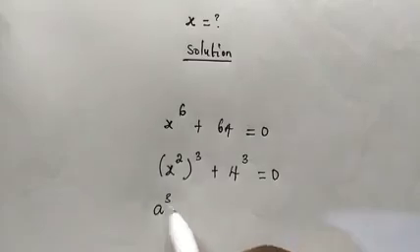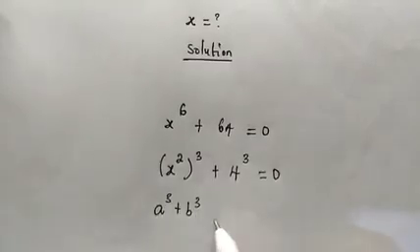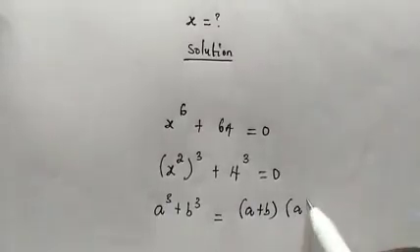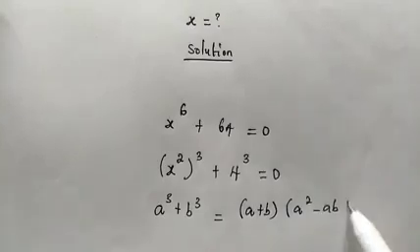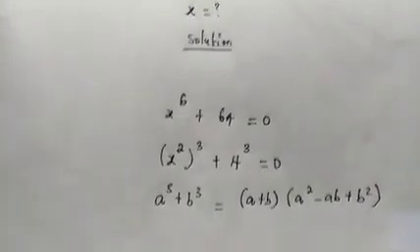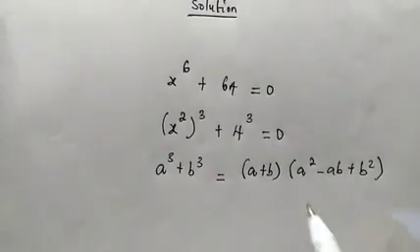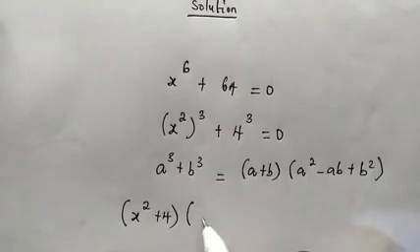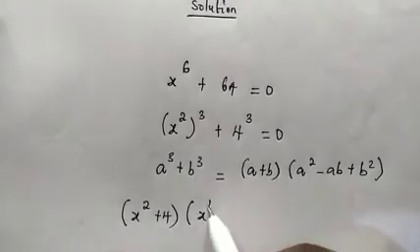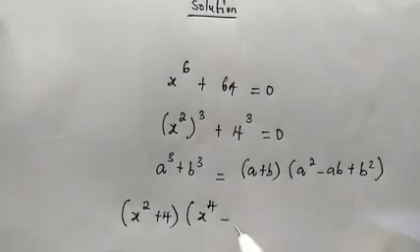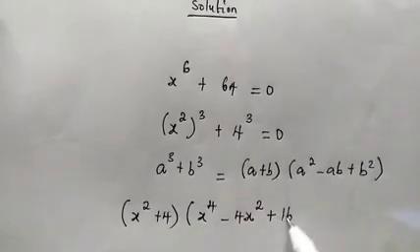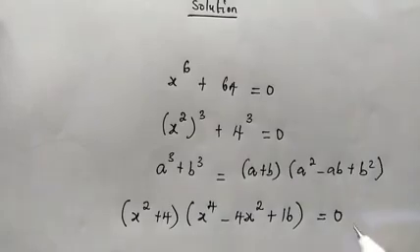We know that a cubed plus b cubed is equal to a plus b multiplied by a squared minus ab plus b squared. So using this nice identity, this is going to become x squared plus 4 multiplied by x squared raised to the power of 2, which is the same as x to the power of 4, then minus 4 times x squared, and then plus 4 squared, which is 16. So this is equal to 0.